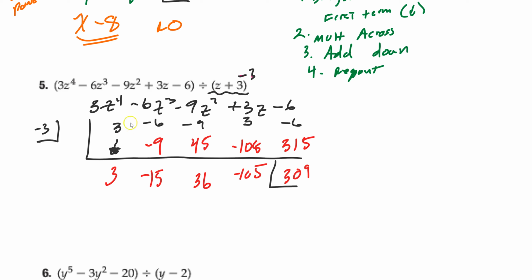So we have that. Again, just bring the first one down. Multiply across. Add down. A lot of people try to subtract. Just add. Easy operation. Add. Multiply across. Add. Multiply across. Add. Now, remember the rule is it's always 1 power less.